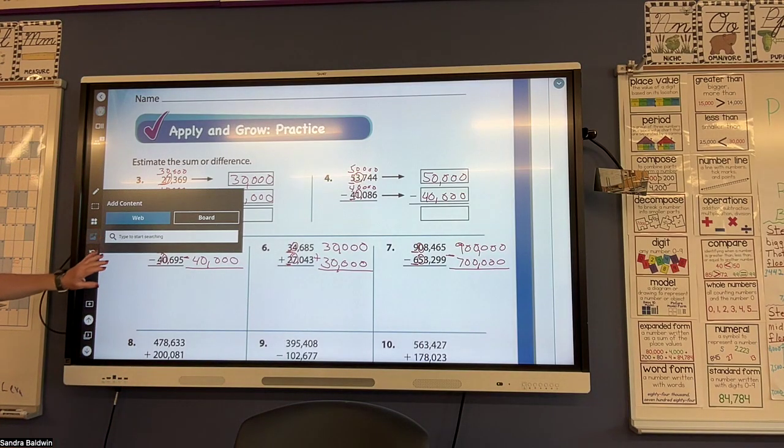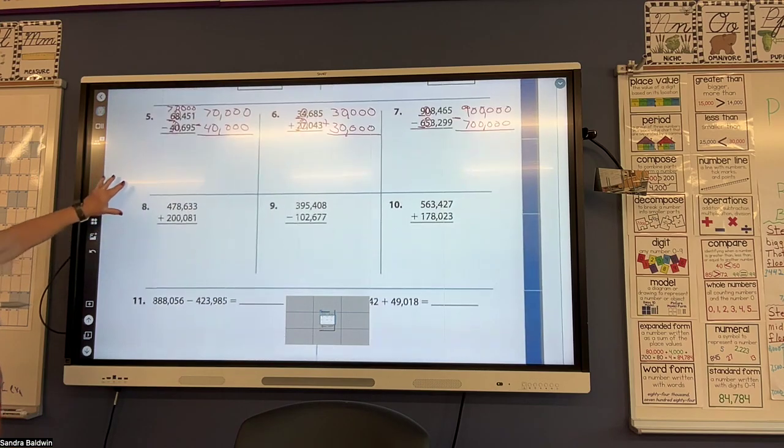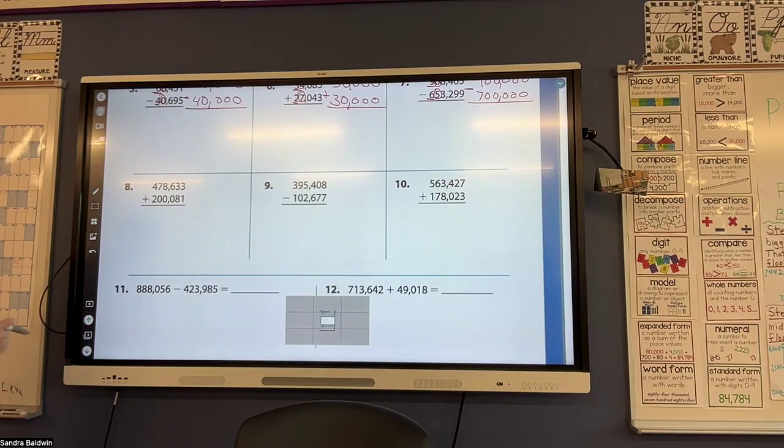Okay, for number 6, not number 6, I apologize. Number 8, 9, and 10 is what we're doing tonight. We'll move that up a little bit. Again, 6 digits, I'm rounding to the nearest 100,000.